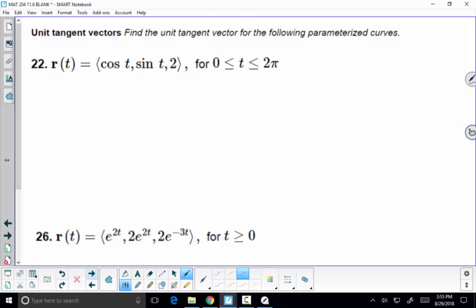So find the unit tangent vector for the following parametrized curves. So go ahead and do that. So find the unit tangent vector. So is that just what you did this time? So you're going to find the derivative, divide by its length. But now notice one thing, they're not asking you to plug in a particular t. So they're asking you to come up with the unit tangent function.